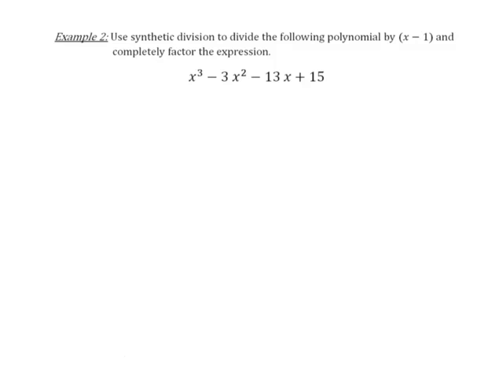This method is called synthetic division. Synthetic division will basically do what we just did with longhand division, but in a quicker manner. It's really useful and what we'll prefer to use when we want to divide or factor. So here we have a polynomial, x cubed minus 3x squared minus 13x plus 15, and we want to divide it by x minus 1.